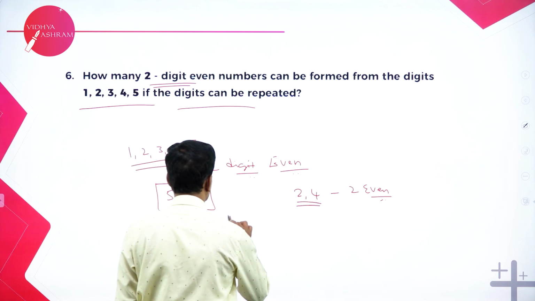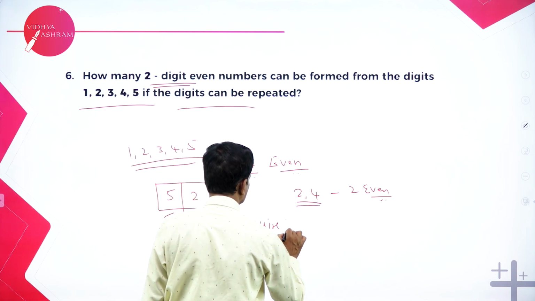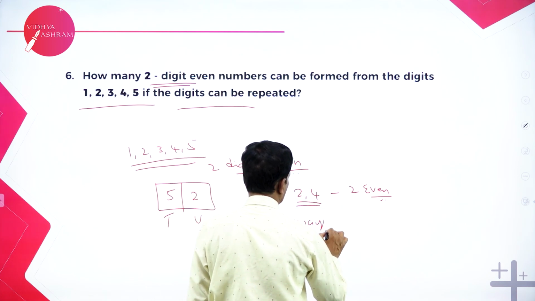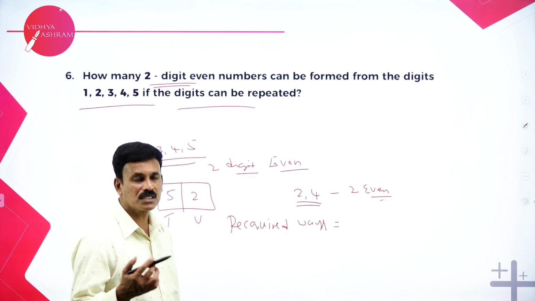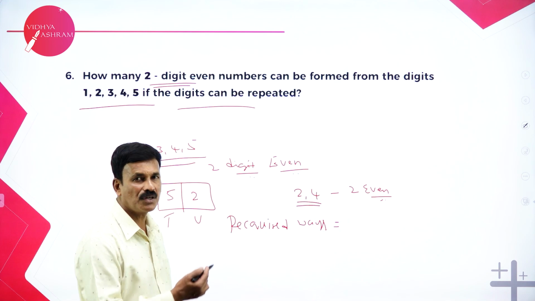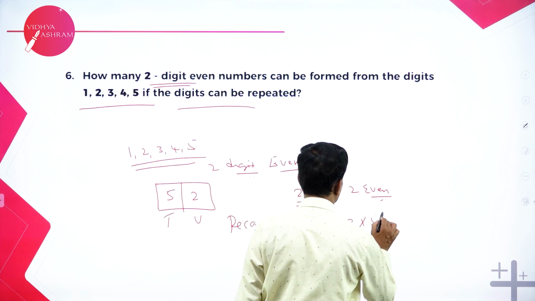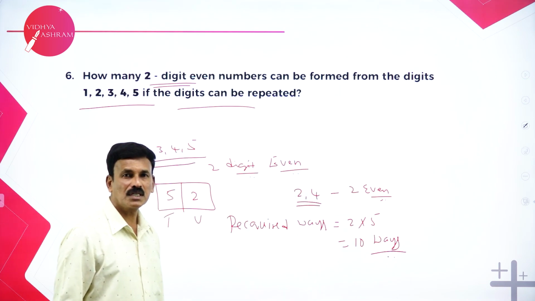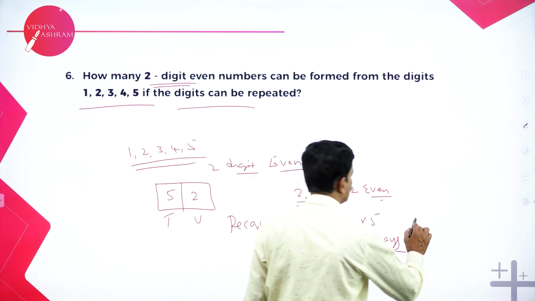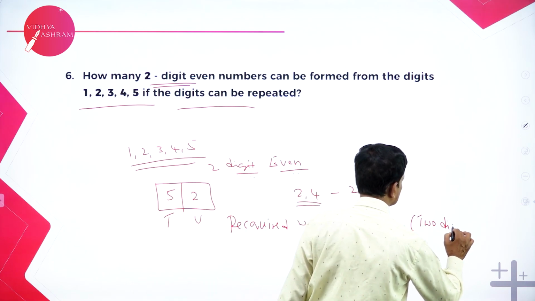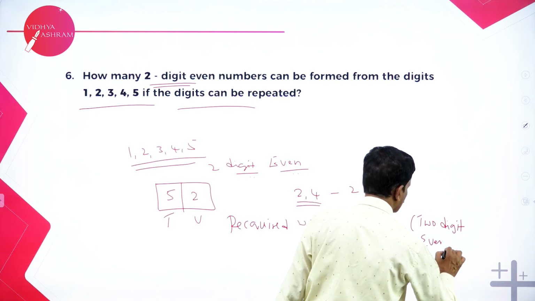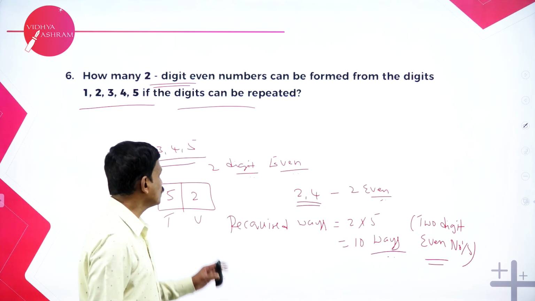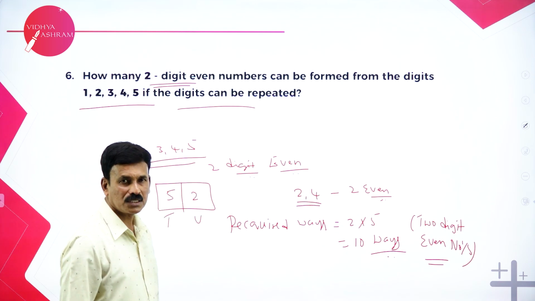Therefore, the required number of ways of getting a 2-digit even number from these 5 digits is 2 into 5, that's equal to 10 ways. So you can get 10 two-digit even numbers with these digits 1, 2, 3, 4, 5. That's it. Very simple.